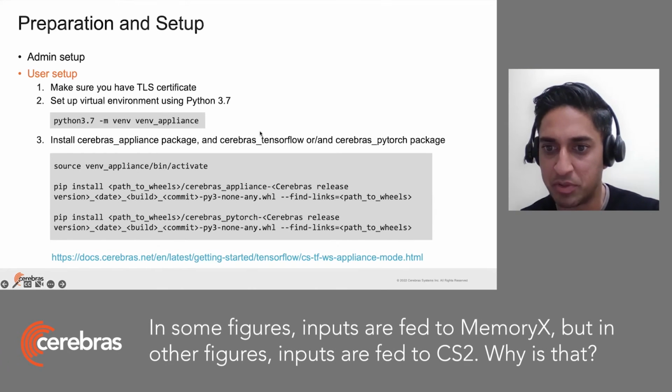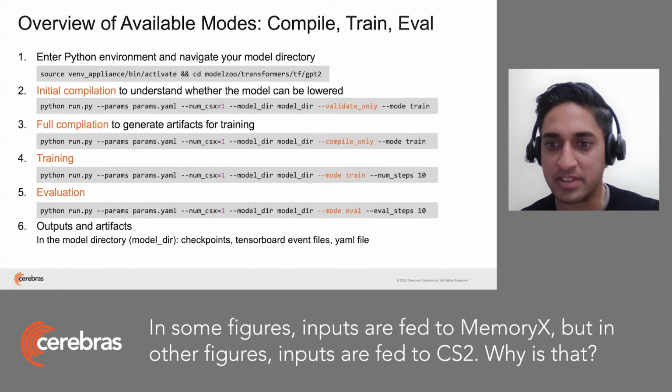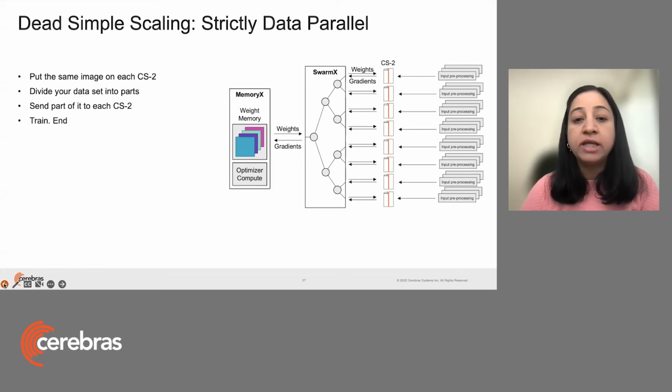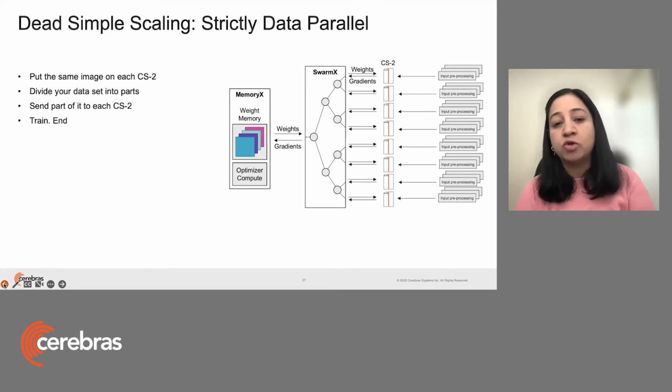In some figures, inputs are fed to MemoryX, but in other figures, inputs are fed to the CS2. Why is that? So maybe I can help take that. The activations are fed directly into CS2s, while the weights are stored in MemoryX. Our pictures are still more symbolic versus actual flows. That's the reason we vary based on what message we are trying to convey in that particular slide. But overall, both the activations and the data itself go into CS2s, but the weights, from the initial version of the trained model, go onto the MemoryX.